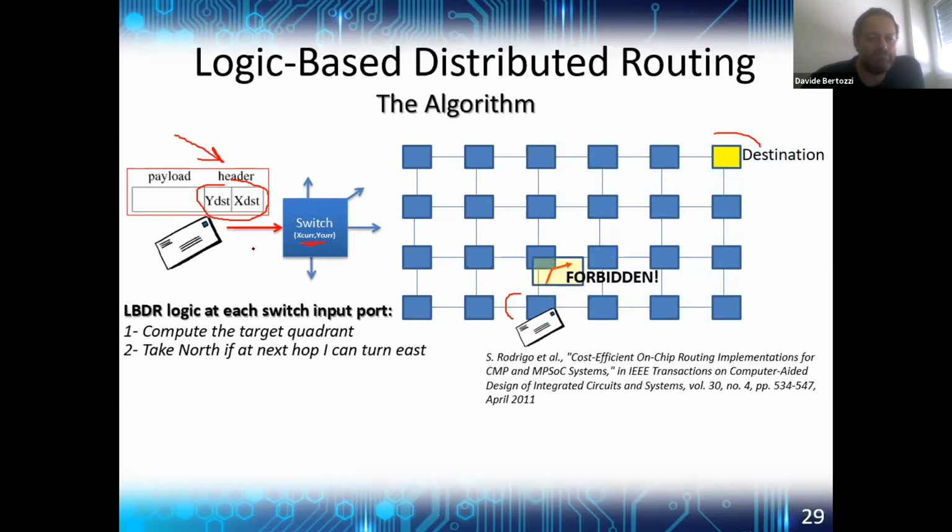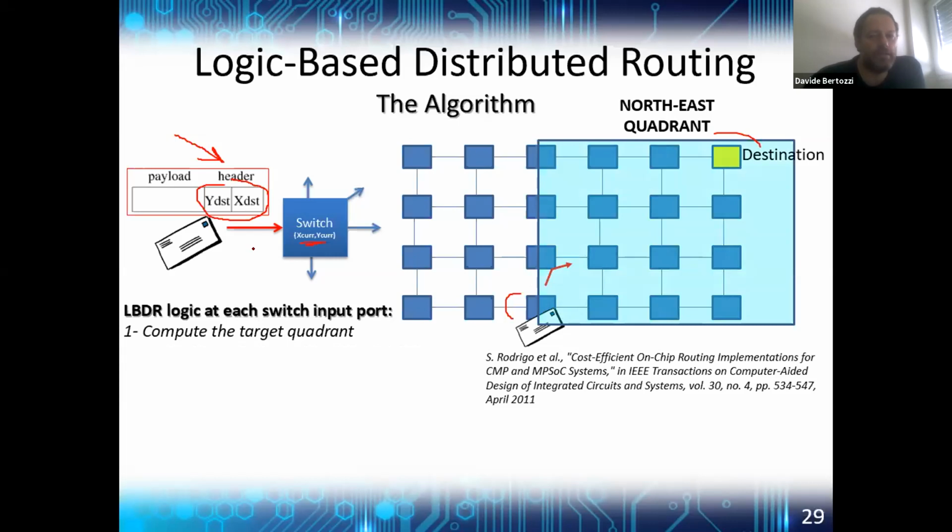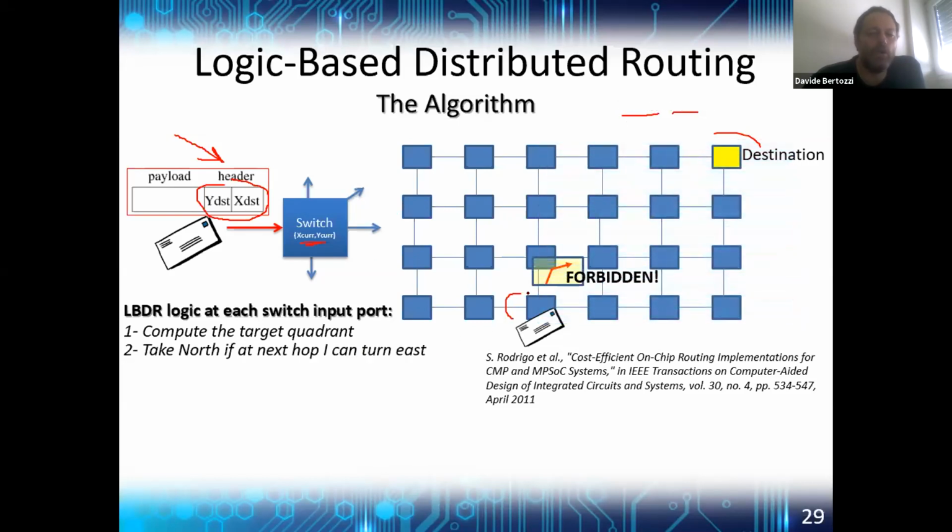Then we determine productive directions to reach a destination in the northeast quadrant. What are the productive directions? They are clearly north and east. Now we evaluate the alternatives. The point is that we take north only, and here we need to introduce a conservative routing criterion. We go north only if at the next stop it's possible to turn east, so only if at the next stop it's possible to approach the destination. So this routing mechanism is highly targeted for shortest path routing.